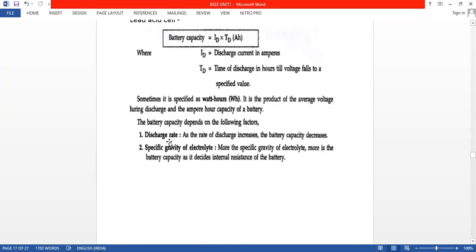Next, just now I mentioned, every object should have a specific gravity. That's why we have taken the definition. Specific gravity, the density of the object with respect to the density of the water. So the more the specific gravity of the liquid solution, the electrolyte, yesterday we have seen, the more the battery capacity. So battery capacity should be high. So what is a major factor? Specific gravity of that liquid, which is used inside the battery, should be very high.